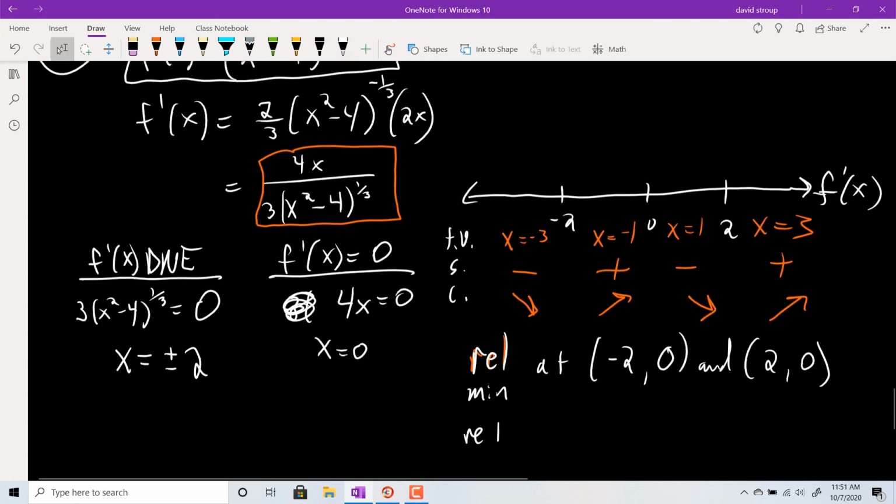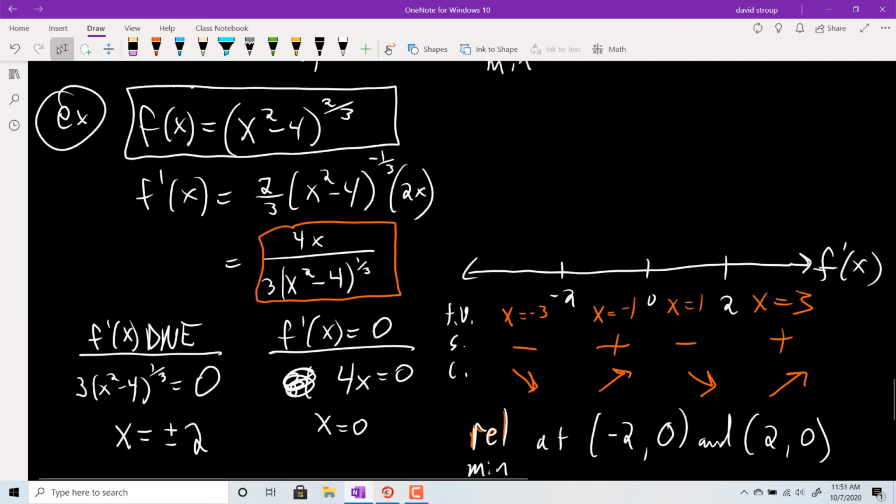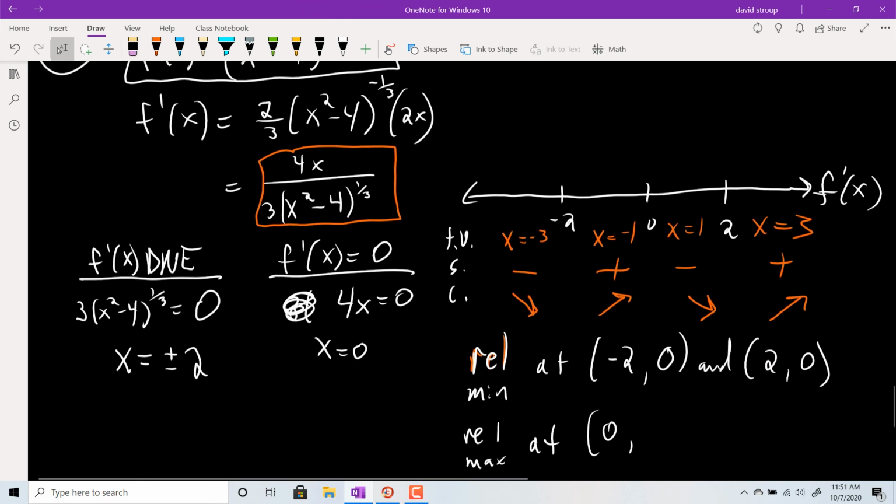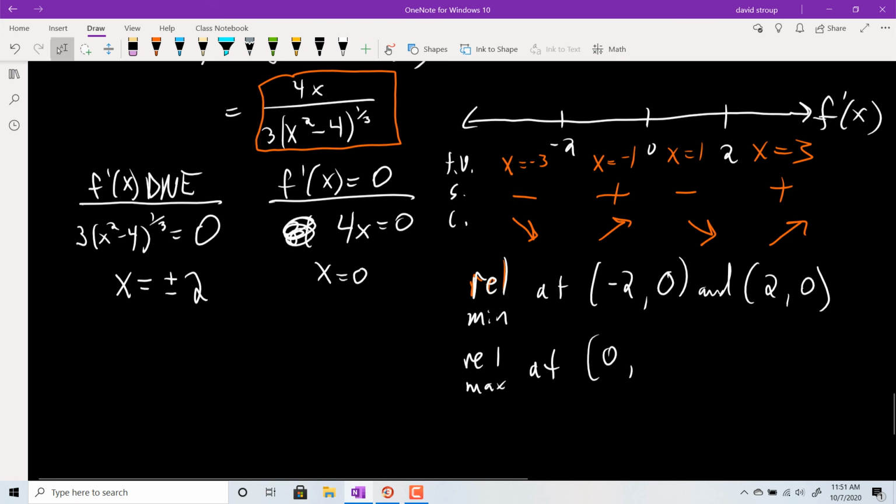Okay, and then you have a relative max at 0. Right? So it'll be 0 comma, sorry, I must have a mistake in my notes. Yeah, -4 to the 2/3. Yeah, that's it. Okay. I don't know how I screwed that up in my notes. I should fix that. Let me fix that. Right, there's that. Let's look at one more.